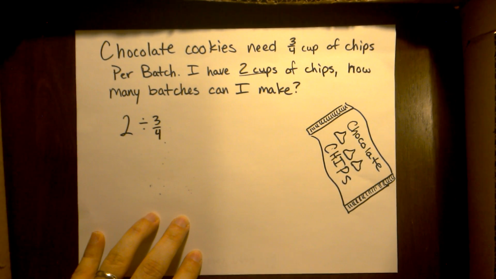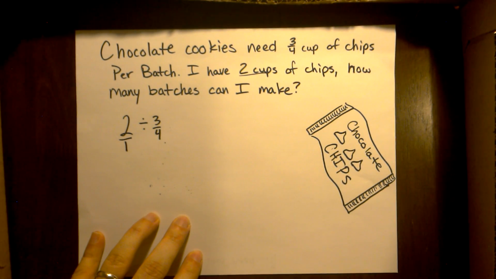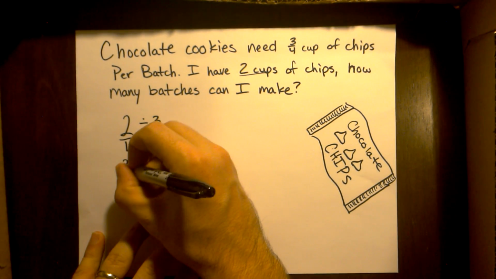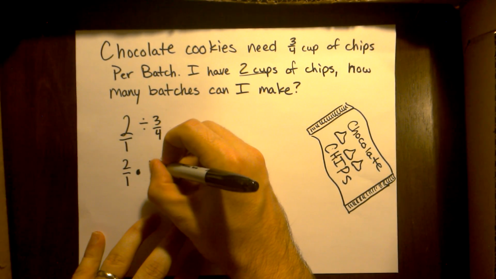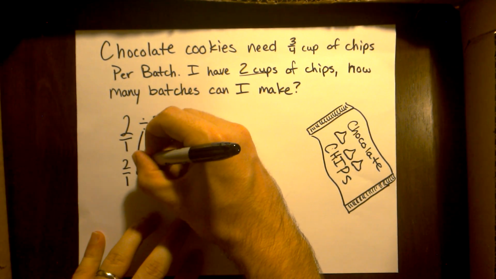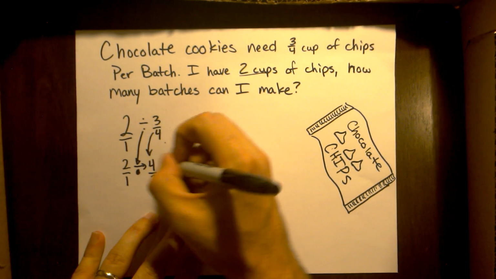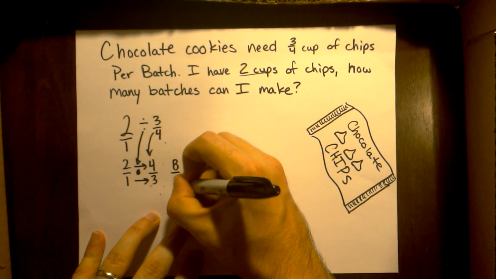I don't have any mixed numbers, but I do have a whole number. We talked about how a whole number is a fraction where the denominator is equal to 1. So I have 2 over 1 divided by 3 over 4. 2 over 1 times 4 over 3. Remember, dividing fractions, easy as pie. Flip the second number and multiply. 2 times 4 is 8. 1 times 3 is 3.